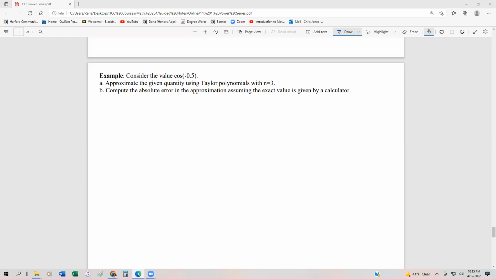All right, so let's start by defining our function f of x to be equal to cos of x. Let's make it something easy. And we're going to center it about a equals 0. So if a is 0, that means we're going to use x equal to negative 0.5 when we go through and try to solve this, to approximate the value of cosine of negative 0.5.